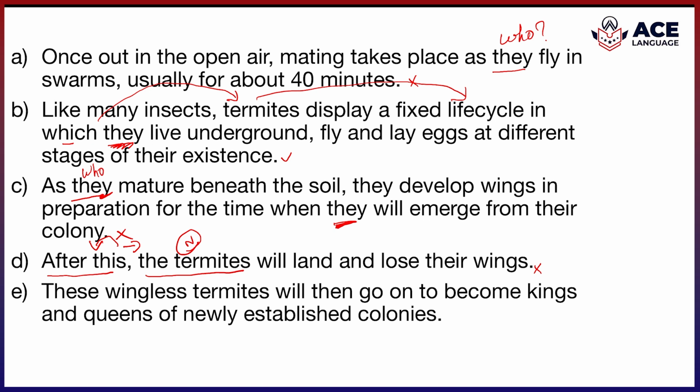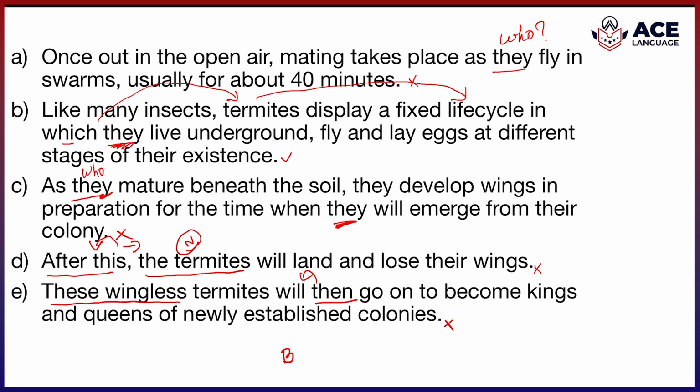These wingless termites, so we all know termites is an insect that has wings. So for it to be wingless, it needs to have some sort of things before it. Will then, again then means something that will happen after that. That means something before has happened. Go on to become kings and queens of newly established colonies. So this cannot be my introduction as well. So far only one sentence seems like can be my introduction, and that is number B.